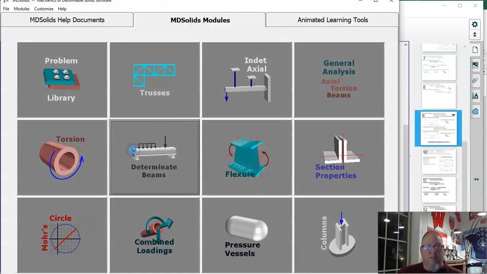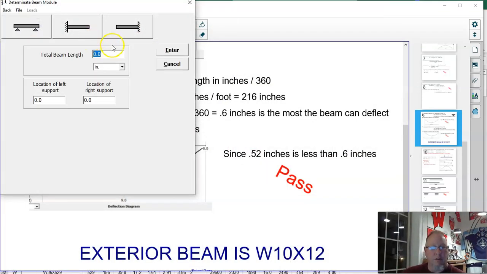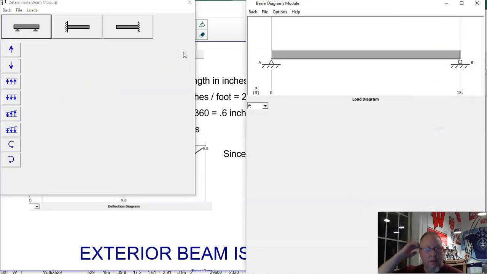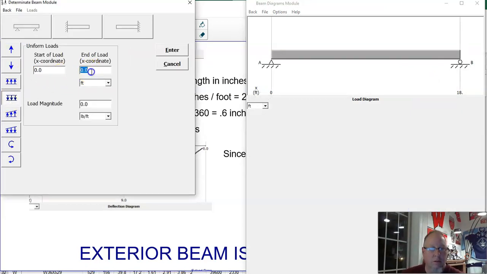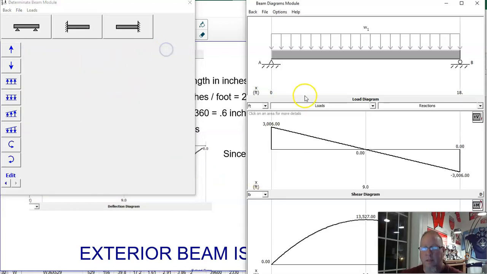And when I do it, I'm going to select beam, select the two-ended beam. This is an 18-foot beam, and it is in feet. It starts at 0 and goes all the way to 18 feet. Now, I have a consistent load that goes all the way across the beam, and it is 334 pounds per foot. So there you go. All those numbers are going to be 66% of what they were before.